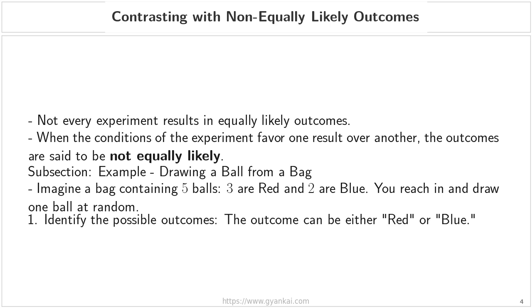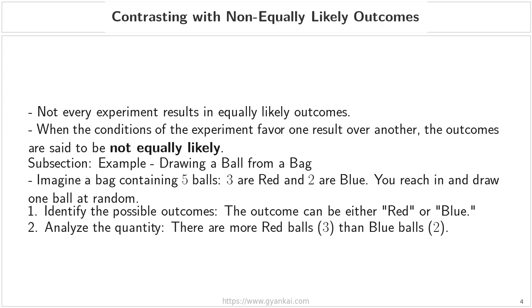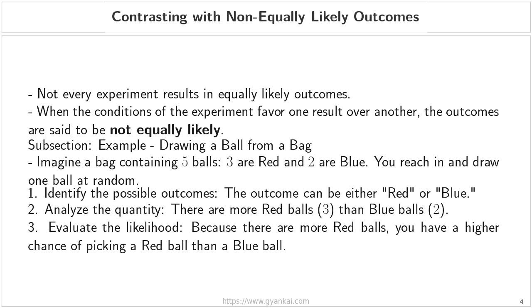First, let's identify our possible outcomes. In this experiment, the result can only be either red or blue. Next, we need to analyze the quantity of each. We can see that there are more red balls, specifically 3 red balls, compared to only 2 blue balls. Now, let's evaluate the likelihood. Because there is a higher quantity of red balls in the bag, you naturally have a higher chance of picking a red ball than you do of picking a blue ball.